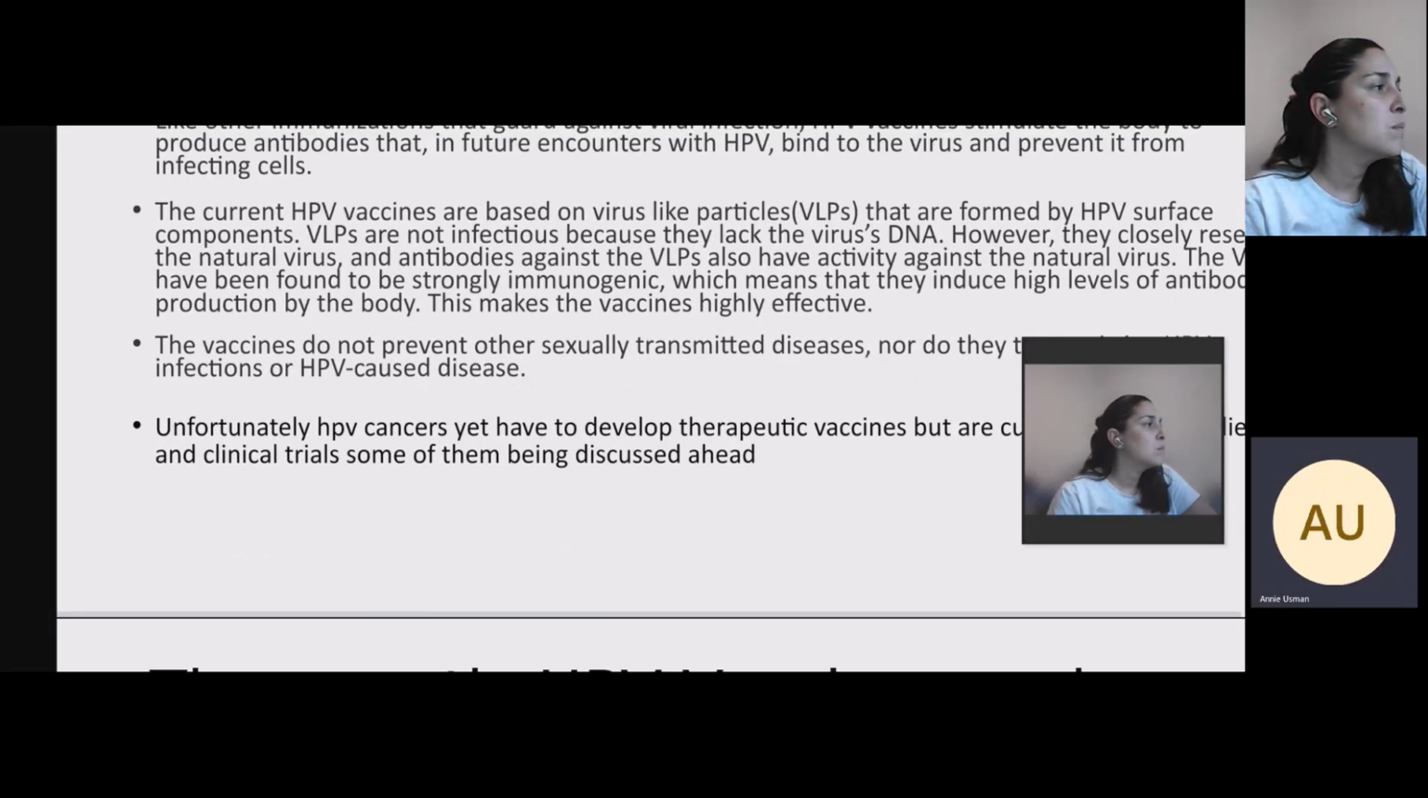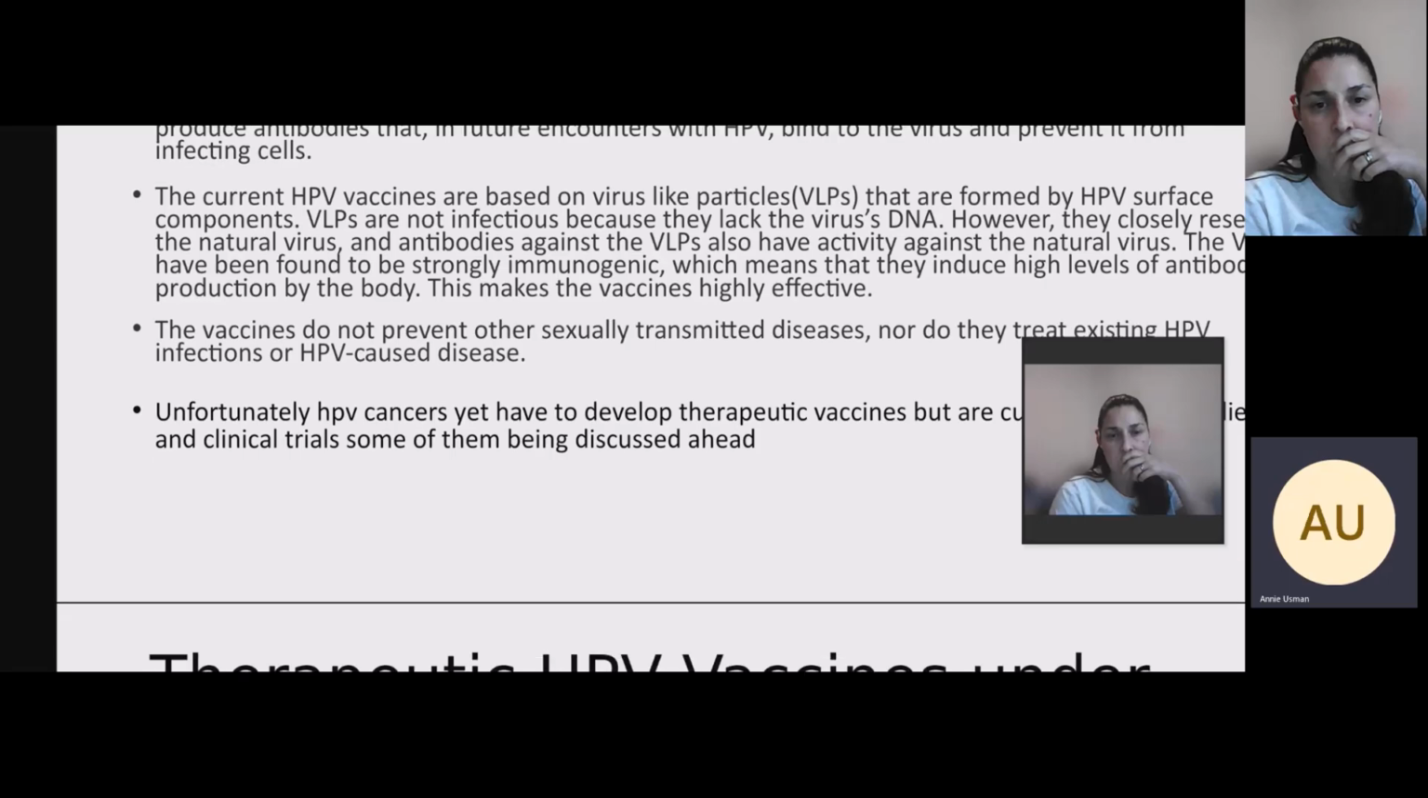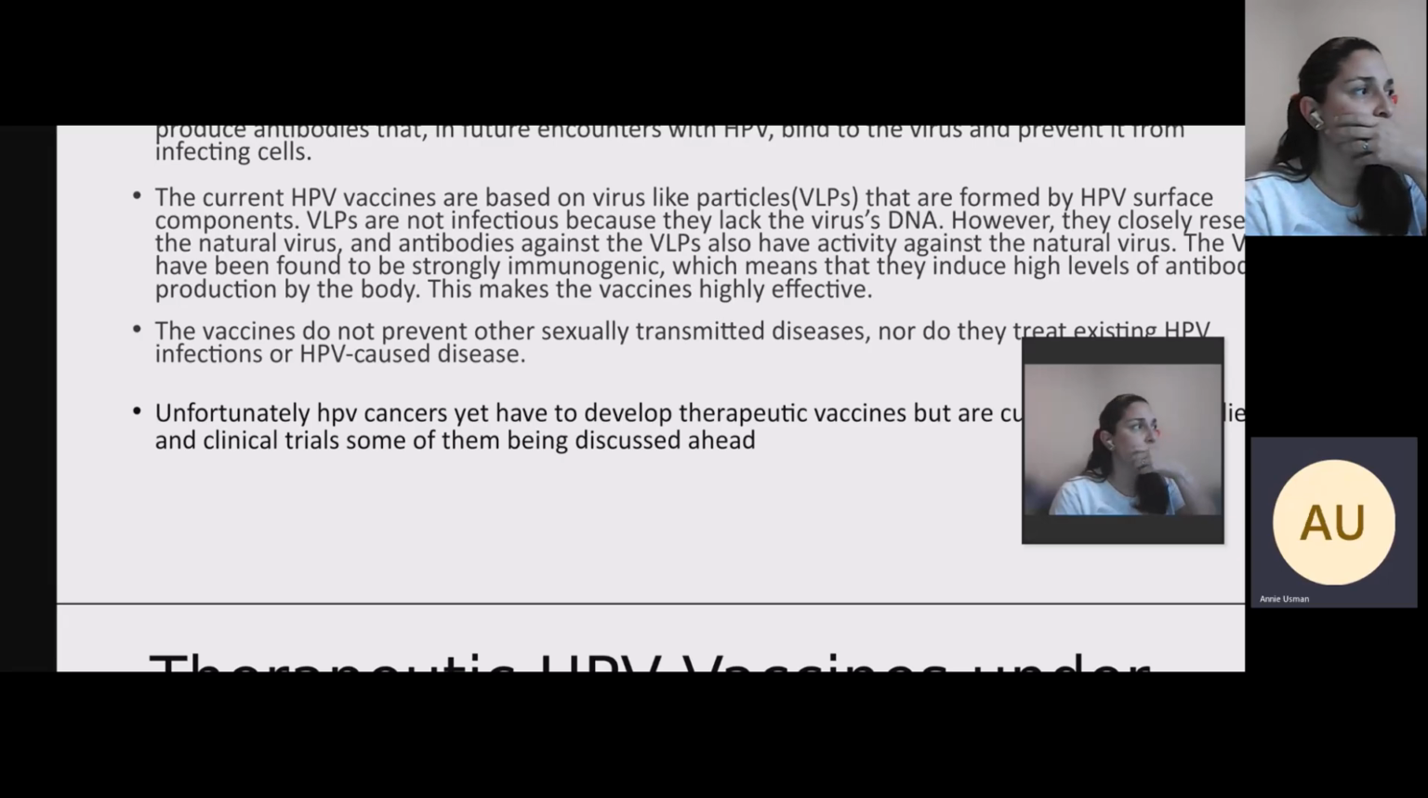So what it does is that the current HPV vaccines are usually based on virus-like particles that are formed by the HPV surface components. These virus-like particles are not infectious because they don't have any DNA. They're not actually cells. But they act like a virus because they closely resemble the natural virus surface. By doing that, the antibodies of the body can in future prove to be immune against it.